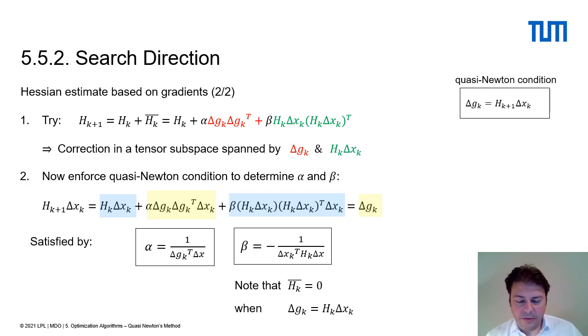And using the inversion formula of the previous slide, you can conclude what bk plus 1, so the update of the inverse of the Hessian, must be.